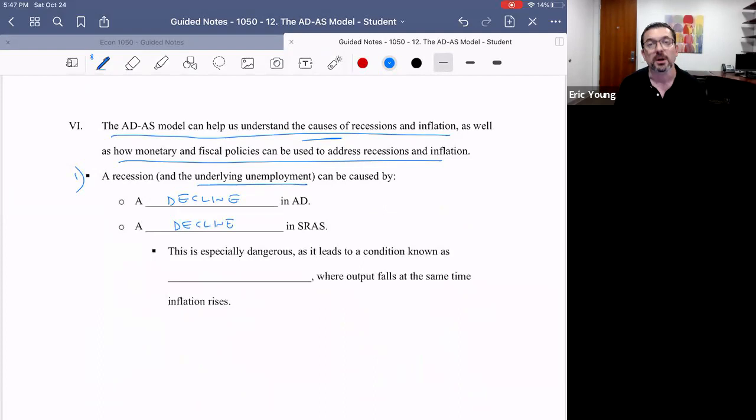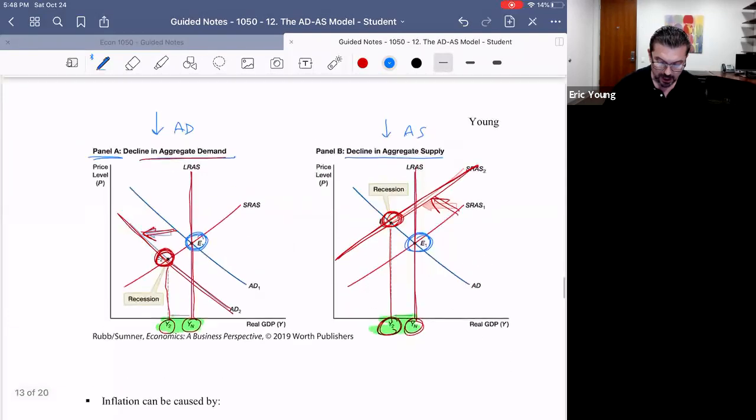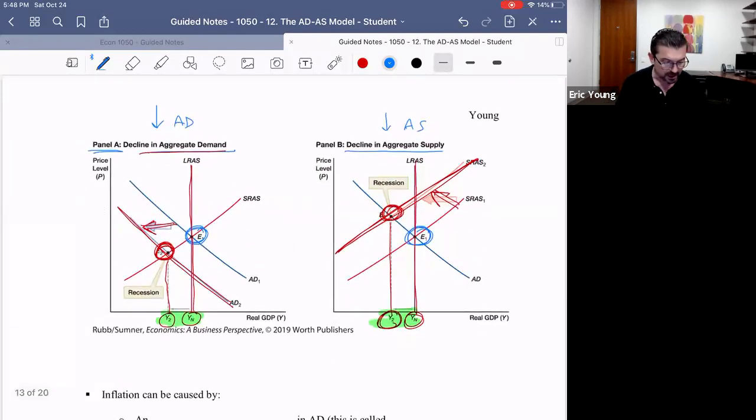Just so you know, to economists, this decline in SRAS is the especially dangerous one, because this can lead us to a condition known as stagflation. With stagflation, you get the worst of both worlds. You get output falling and therefore unemployment at the same time that you get inflation rising. So stagflation is a double whammy, and it can really do a number on economies. Now you know how it's caused.